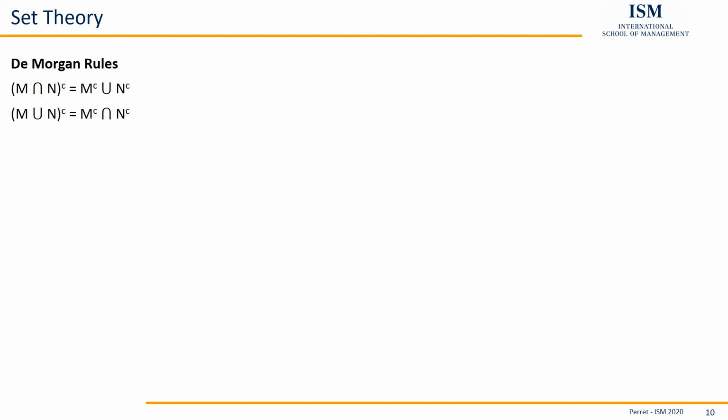So what happens if we take the complement of the intersection or the complement of the union? And well, the interesting insight from DeMorgan was that we basically switch the set operator. So an intersection becomes a union, and a union becomes an intersection.